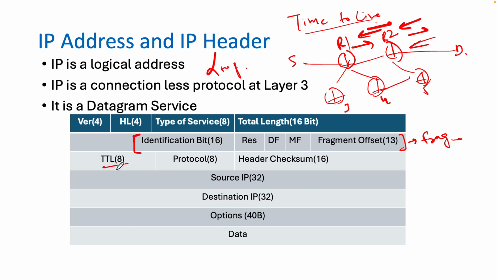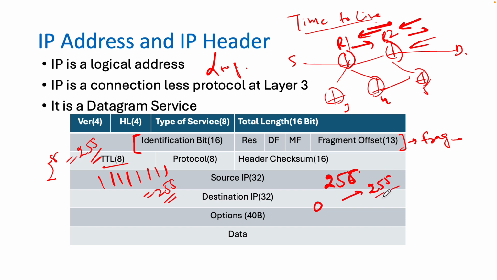We must stop it. So what we do is we use this 8-bit value which will stop the loop. 8 bits means 2 raised to power 8 equals 256 values, with the maximum value being 255, all ones. If you convert, the maximum value of TTL can be 255. So it means there can be a maximum of 256 hops, 0 plus 255.